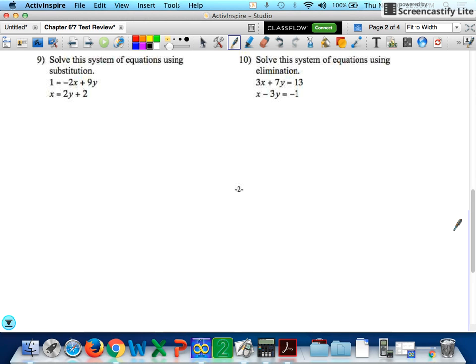Okay, so with number 9, they tell us what method we have to use, substitution. Well, substitution, step 1 was isolate a variable, and that's already done for us. In the second equation, x is already by itself, it's isolated. So what we do is step 2. Step 2 is plug into the other equation.